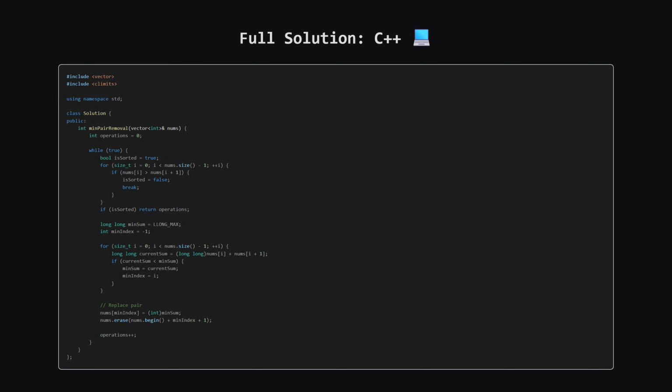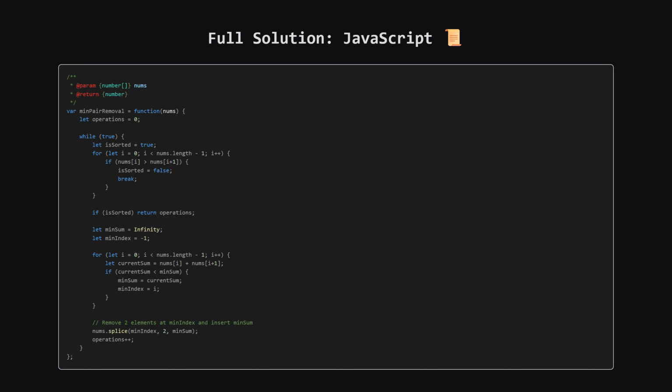Next up, here is the C++ version of the solution. We utilize the vector's erase method to handle the merging. Again, feel free to pause and review the code. And finally, here is the solution in JavaScript. The splice method is super handy here for doing the replacement in one go. Hopefully, seeing it in a few different languages helps solidify the concepts.